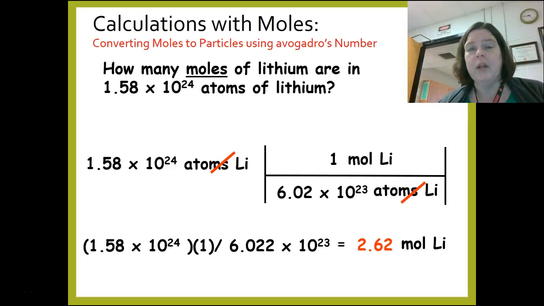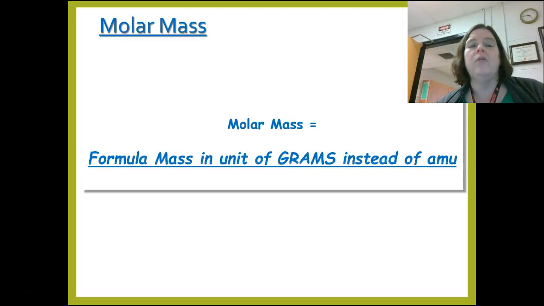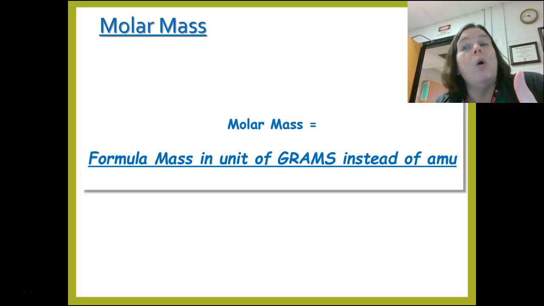Pretty simple, right? So let's try grams. So molar mass, and I don't want you to be confused by this. Molar mass is simply the formula mass, but it's in units of grams instead of AMU. Somebody figured out a long time ago that we could take this formula mass that we calculated using these numbers, and if we just put it in units of grams, that was the same as the molar mass, the mass of 1 mole. People used to call it gram formula mass, gram molecular mass, gram atomic mass, but it's the same thing. It's molar mass, the mass of 1 mole.